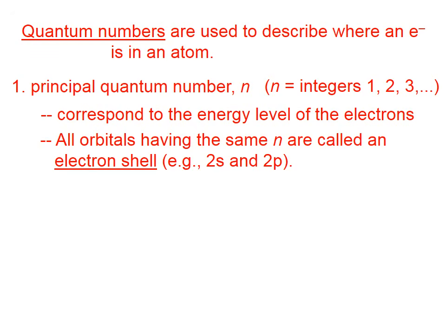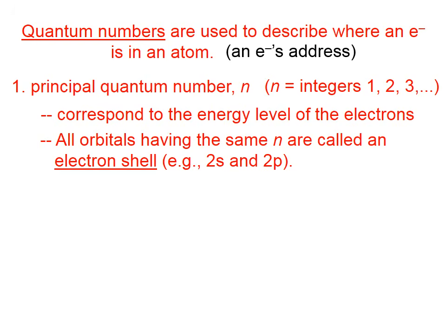Quantum numbers are used to describe where an electron is in an atom. In other words, the quantum numbers give an electron's address. There are 4 quantum numbers. The first one is called the principal quantum number, symbolized by n, and n takes the integer values of 1, 2, 3, and so on.